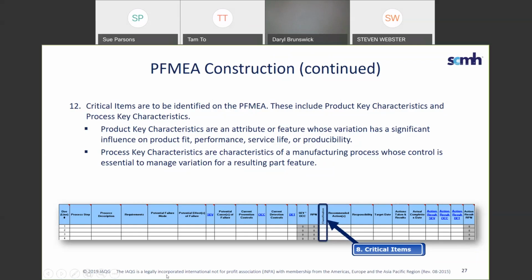So again, product key characteristics are attributes or features whose variation has significant influence on the product fit, performance, service life, or producibility. A process key characteristic is the manufacturing process whose variation is essential to manage variation in the resulting part or feature. So I won't get into that. I think we're having a webinar on key characteristics and how they're identified and defined. So I won't get into those here. That's a whole other subject, but this is where you list them.